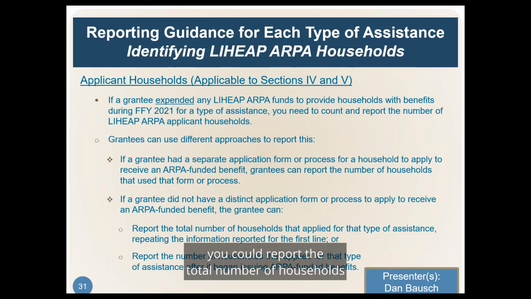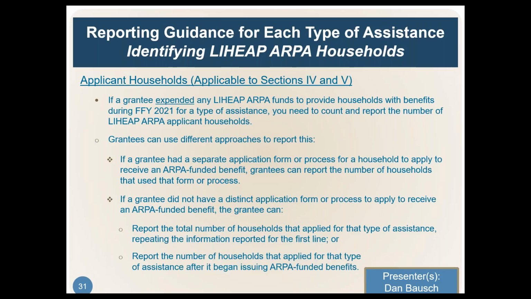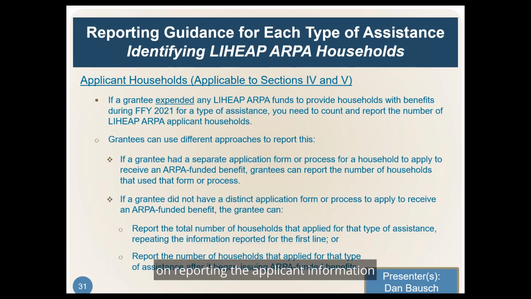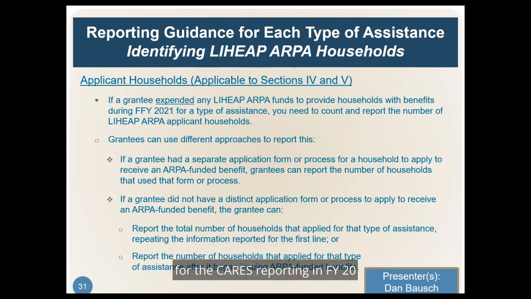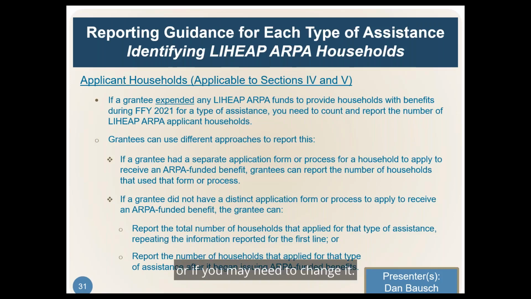You could report the total number of households that applied for that type of assistance, which would mean repeating the information that you have in the first line. Or you could report the households that applied for that assistance based on a certain time frame when you began issuing the ARPA funded benefits. So the key thing to stress on reporting the applicant information is that there's flexibility in how to report this, and you should look at your approach used last year for the CARES reporting in FY20 to see if you can follow a similar approach or if you may need to change it.